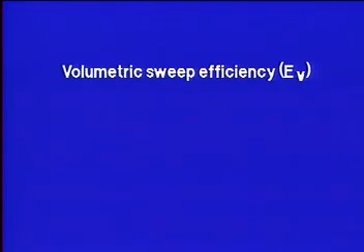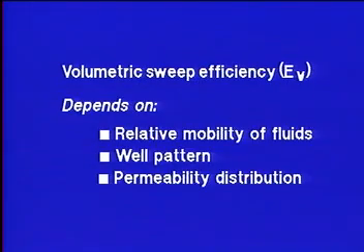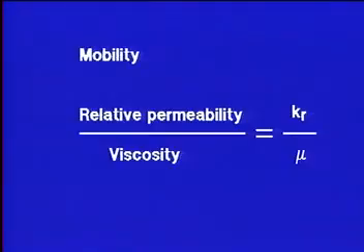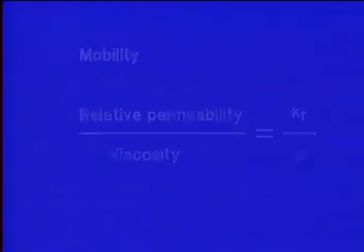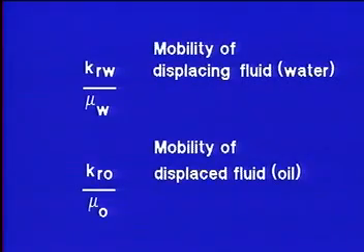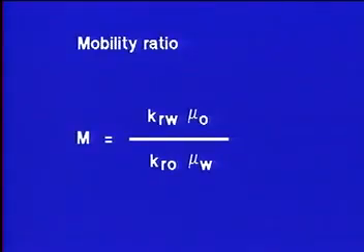The volumetric sweep efficiency depends on three key factors: the relative mobility of the displacing fluid to that of the oil, the injection and production well pattern, and the permeability distribution of the reservoir. Let's consider the first factor. The mobility of any fluid in a reservoir rock is its relative permeability, K sub R, divided by its viscosity, mu. If one fluid is used to displace another, the ratio of the mobility of the displacing fluid to that of the displaced fluid is referred to as the mobility ratio, M.